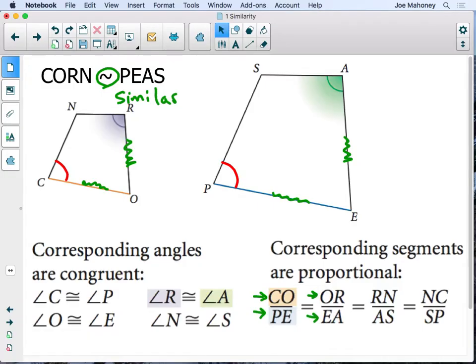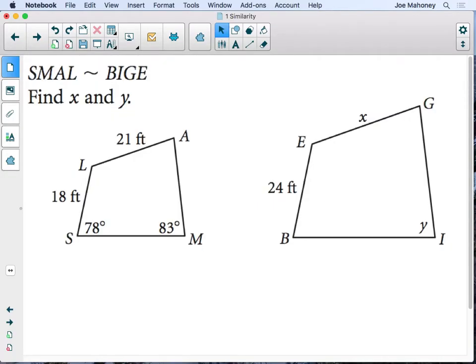Let's play the similar figure game. I have two quadrilaterals here, quadrilateral SMALL and quadrilateral BIGGIE. That's not Biggie Smalls, come on. So we're asked to find the values of x and y. Pause the video, figure it out.